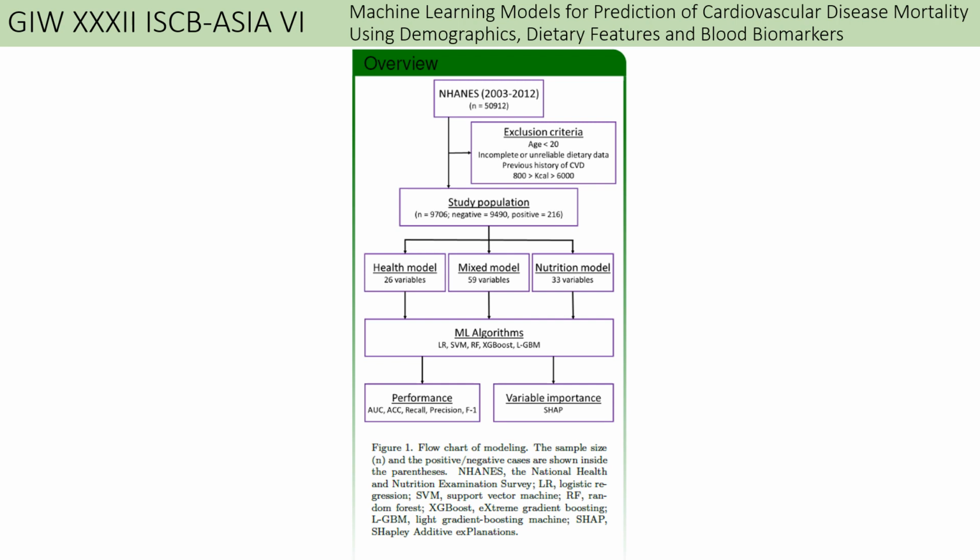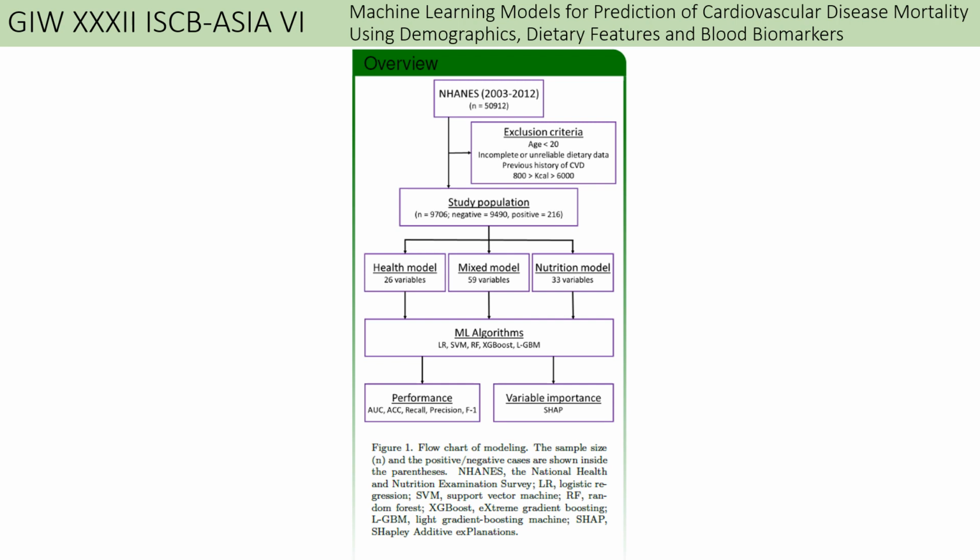We employed an undersampling strategy to balance the dataset. It was then randomly divided into a training set, 80%, and a test set of 20%. Variables with more than 30% missing data were excluded from the study. For the nutrition model, 33 variables were chosen, while the health model comprised 26 variables, including demographic, general health, and blood biomarkers. The mixed model incorporated all selected variables.